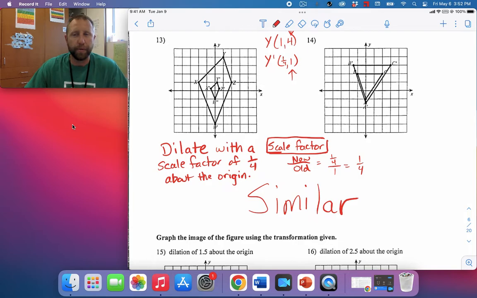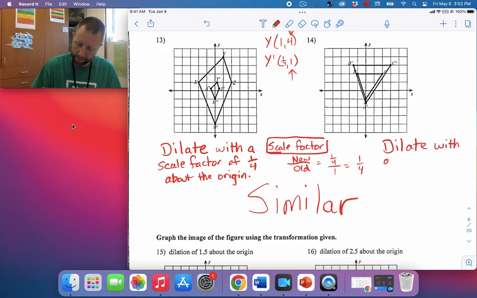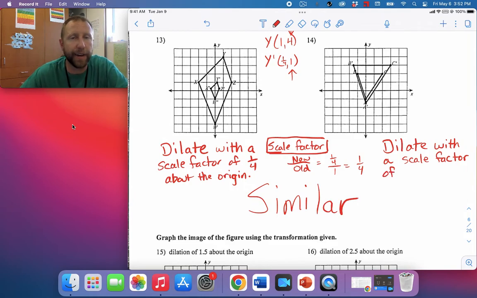You know what? I'll just help you with number 14 also. We can see that the shapes are different sizes, so we know we're dilating. These are similar shapes. These are not congruent. So dilate with a scale factor of what? Well, let's find out.